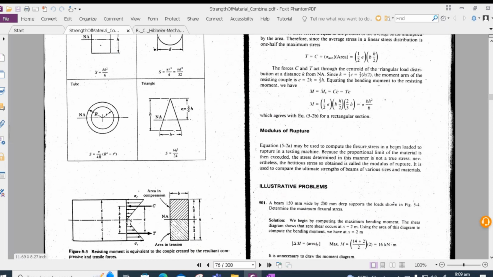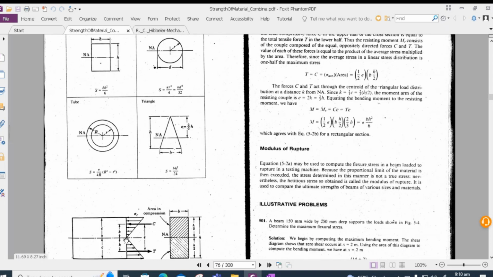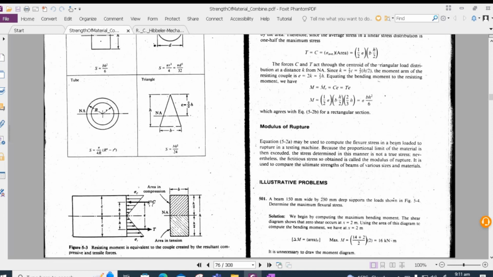The way to find out the force, either compression or tension, is multiplying the given stress with the area of the cross section. Since the stress is varying linearly, we can find the average of this stress, which is equal to half times sigma, and multiply that with the area, which is B times H by 2. Please note that tension will be equal to compression because of equilibrium.